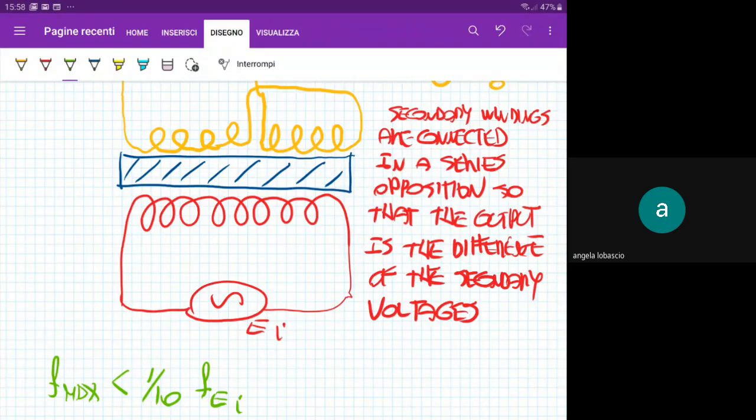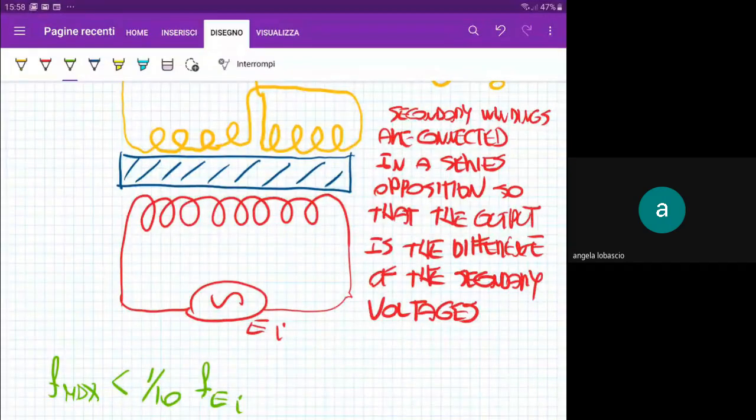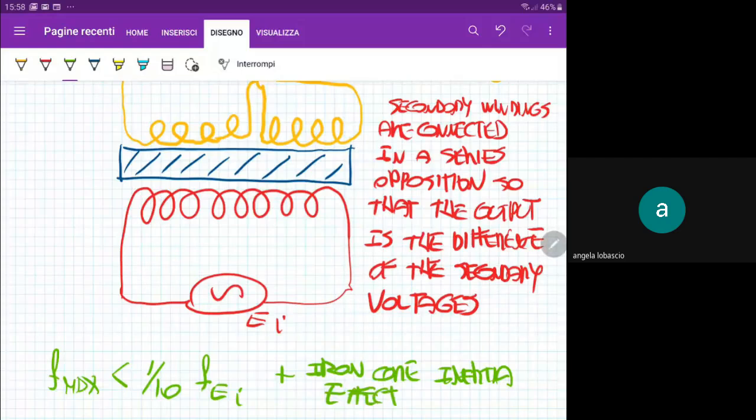The frequency of this alternating current is limiting the maximum measurable frequency. And so the maximum measurable frequency should be less than one order of magnitude with respect to the input electrical frequency. And of course, plus the iron core inertia effect, whichever is lower, of course.